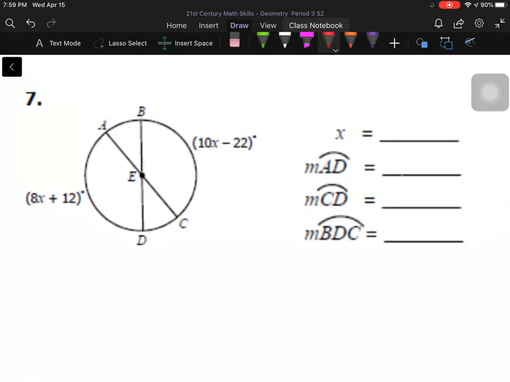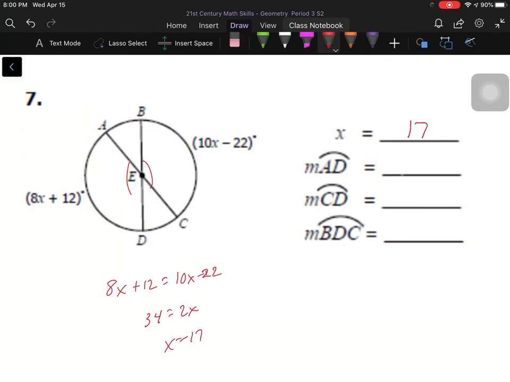Okay, so now they want us to find the arc after we figure out what x equals. So in this problem, because these are vertical, we can set this one up by 8x plus 12 equals 10x minus 22. So subtract 8x and add 22. So that's going to be 34 equals 2x, so x equals 17. And then it wants us to find the arc measure, so arc AD. So plug my 17 back in.